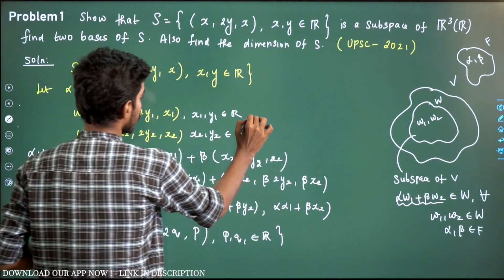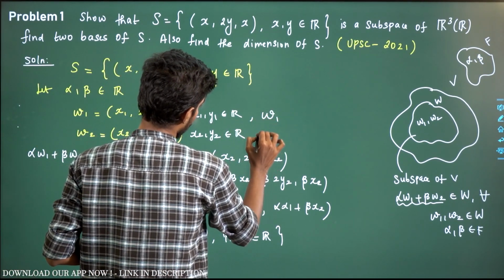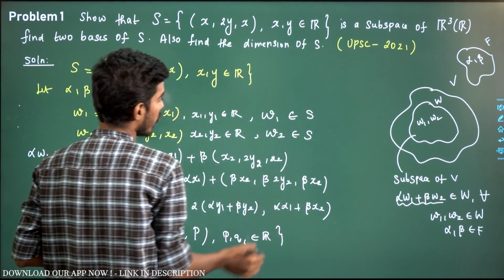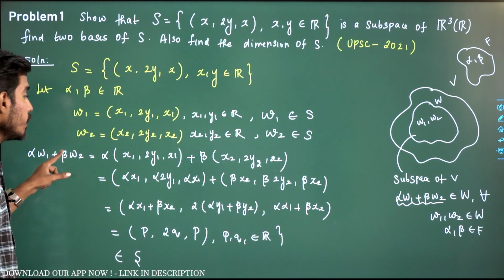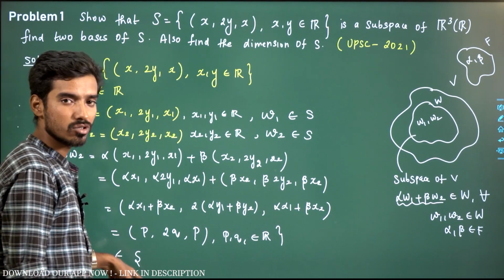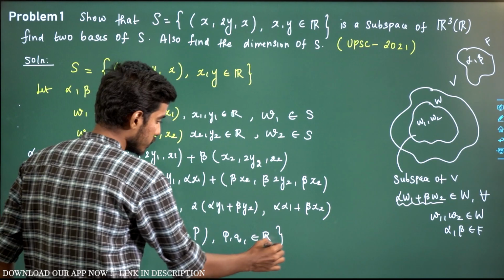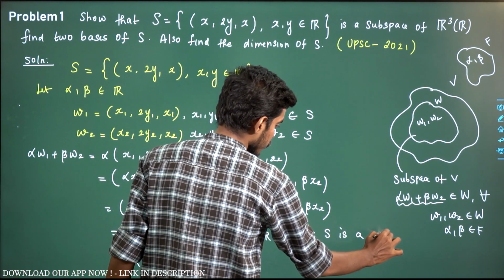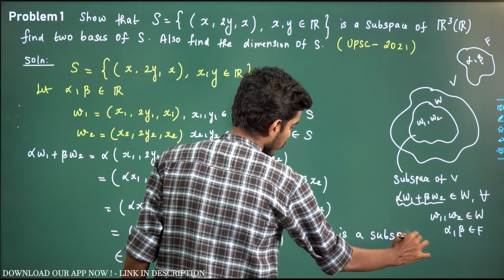So this W1 and W2 belong to S, and I have shown that alpha times W1 plus beta times W2 is also in S. Therefore, the set S is a subspace.